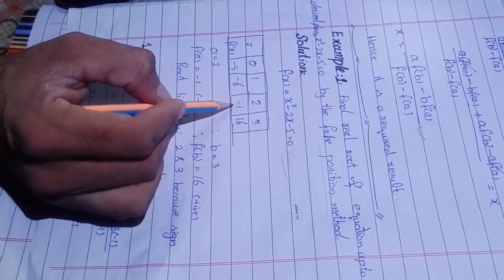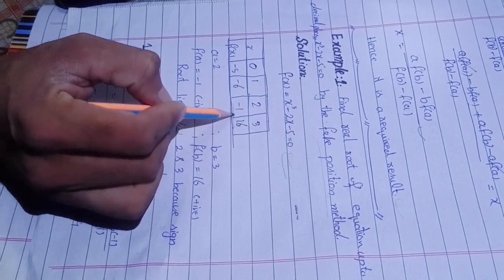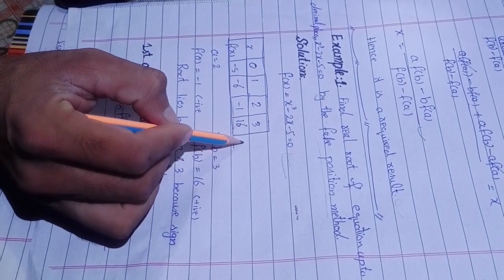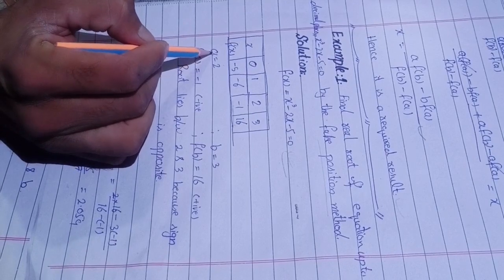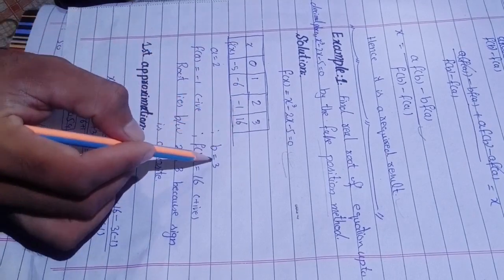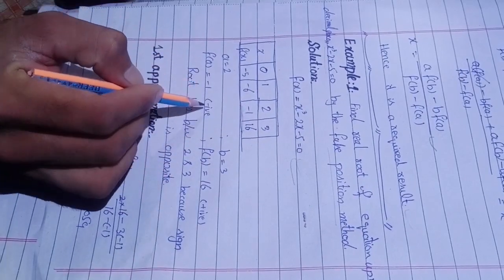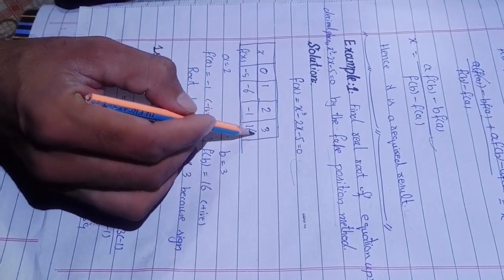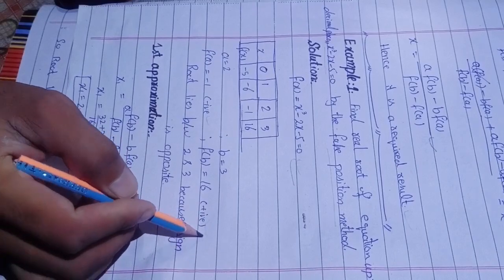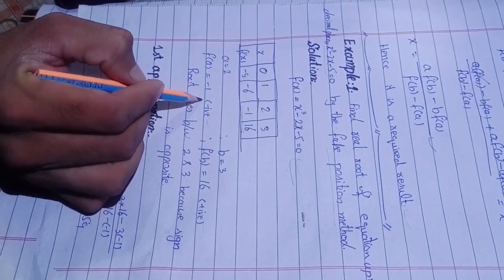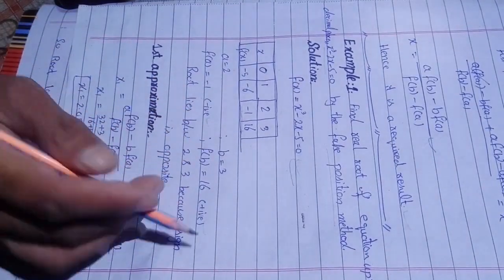The sign is changed between these two values. Our root is between these two values, so we will stop. a is equal to 2 and b is equal to 3. f of a is minus 1, a negative value, and f of b is a positive value. The root lies between 2 and 3 because the signs are opposite. a is negative and b is positive.